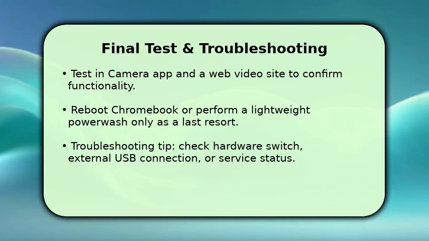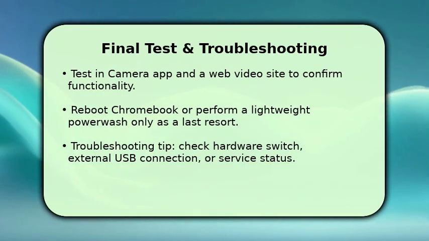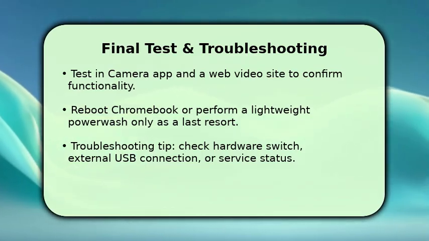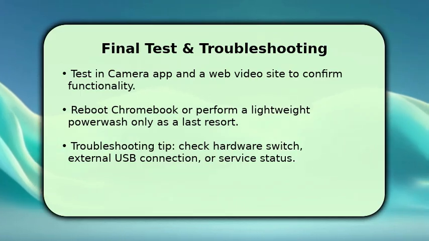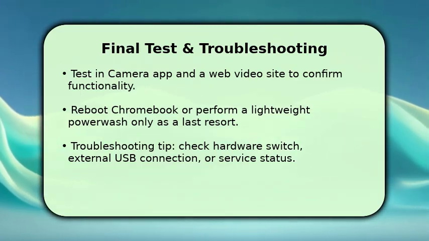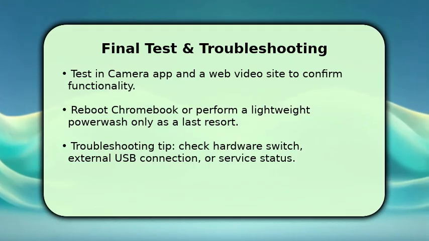As a last step before drastic measures, confirm any physical privacy shutter is open and that the device isn't disabled in the firmware. If nothing works, contact support or consider hardware inspection. Often a disconnected camera ribbon or broken shutter is the culprit.